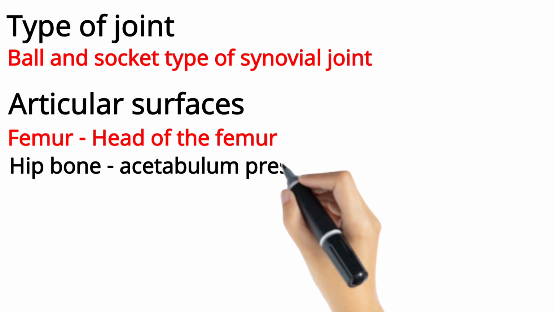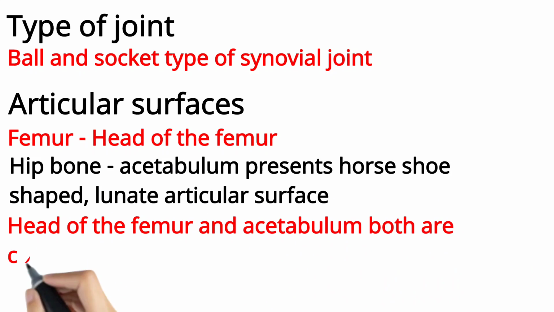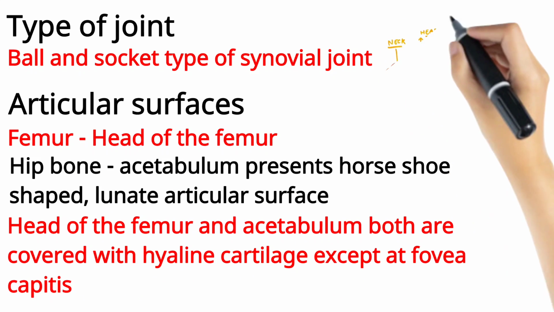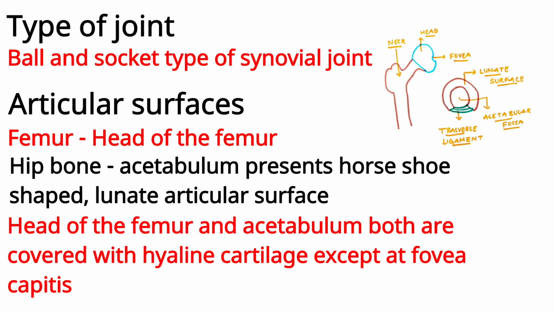So what type of joint is the hip joint? The hip joint is a ball and socket type of joint, and it is a synovial joint. It is a synovial joint because this joint contains a synovial cavity which is filled with synovial fluid. It is called a ball and socket joint because the ball is formed by the head of the femur and the socket is formed by the acetabulum of the hip bone. So this is how the hip joint is known as a ball and socket type of joint.